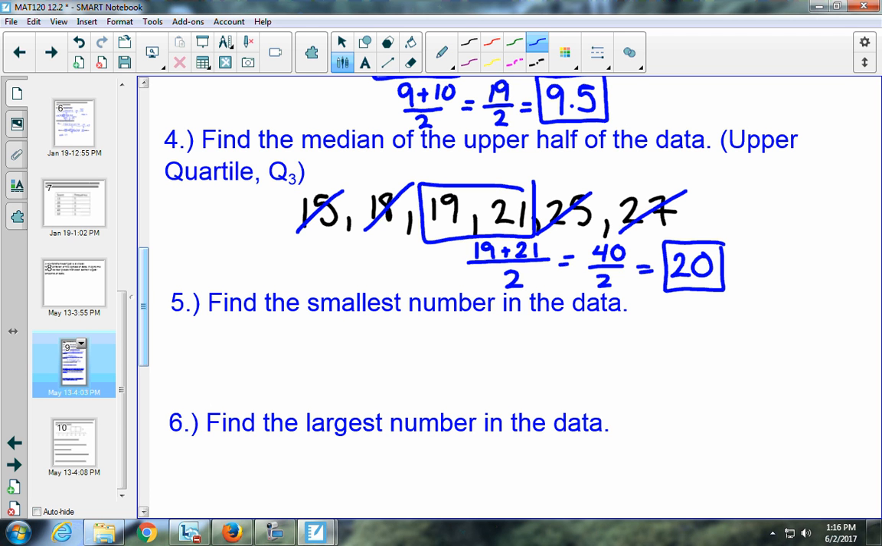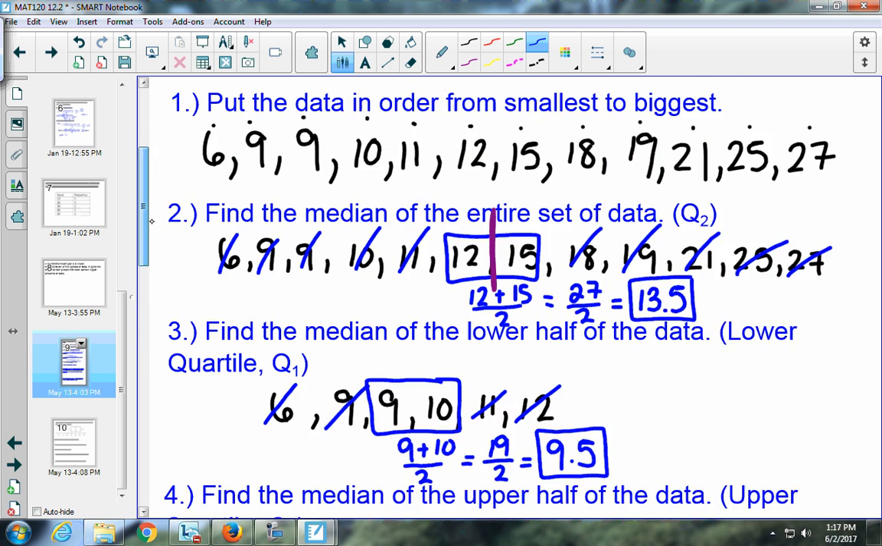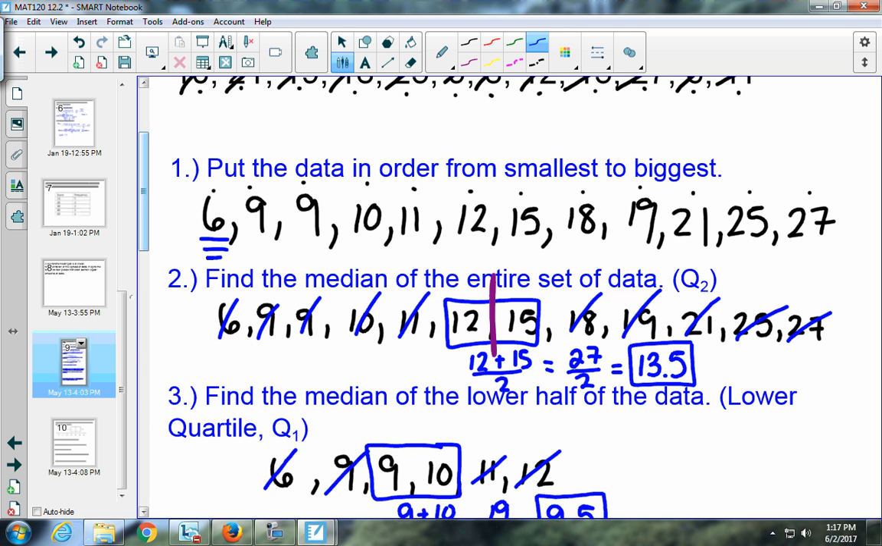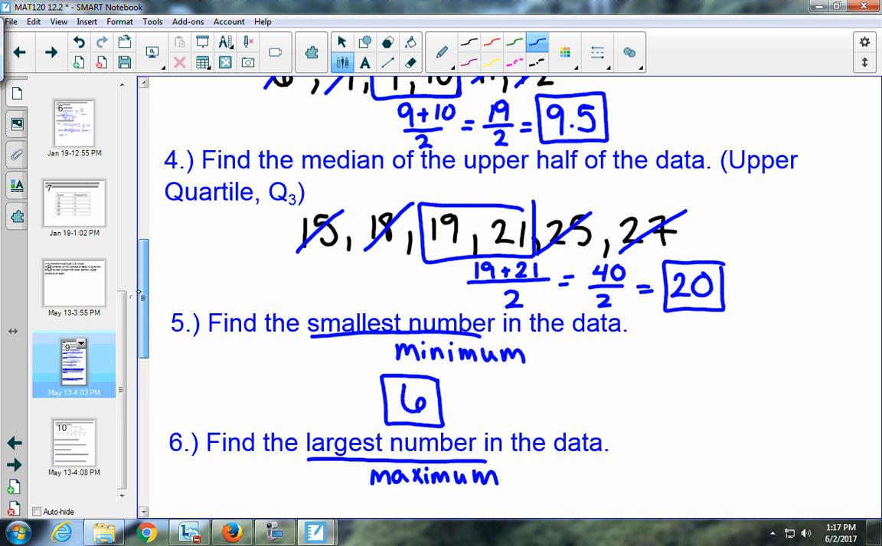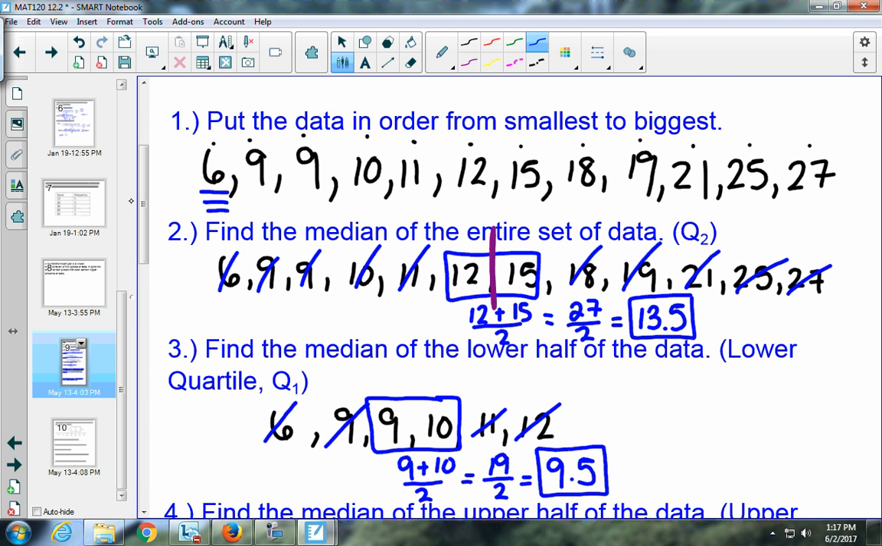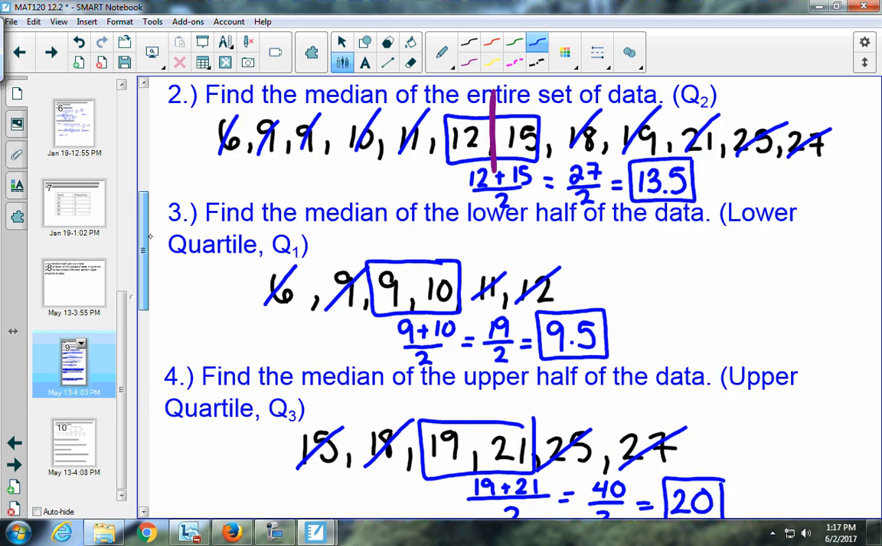The next thing we need to find is the smallest number, or what we usually call the minimum of the data set. So if we scroll back up to where we had all of the numbers in order, the smallest number was 6. So the minimum is 6. Next, we find the largest number, or the maximum, in the data set. If we go back to where we had all of those numbers in order, the largest number, or the maximum, is 27.